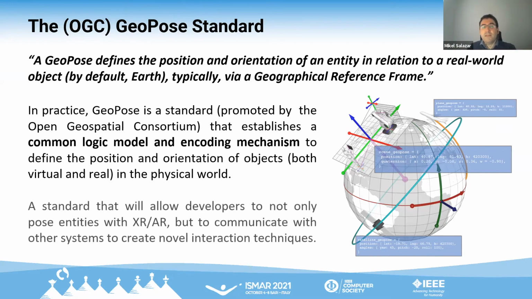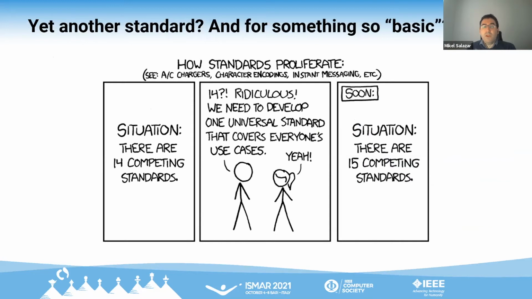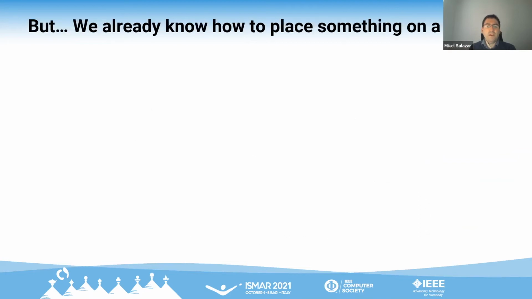It is a standard especially relevant for mixed reality developers because, apart from posing virtual objects on top of the real world, it enables us to create new and more intuitive interaction techniques with the camera of the device, game controllers, or even robotic systems like drones or autonomous vehicles. But I know what you are thinking. Don't we already have many standards that deal with these things, like latitude and longitude? Isn't creating another standard focused on this redundant?